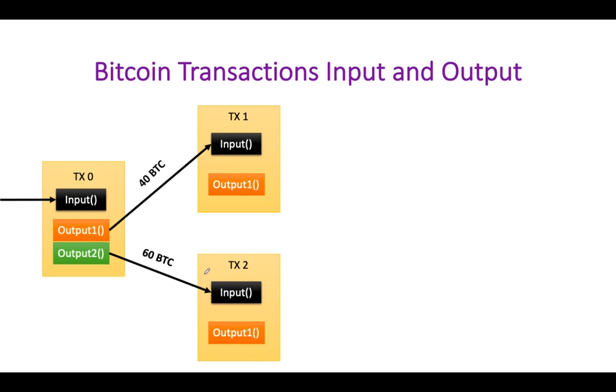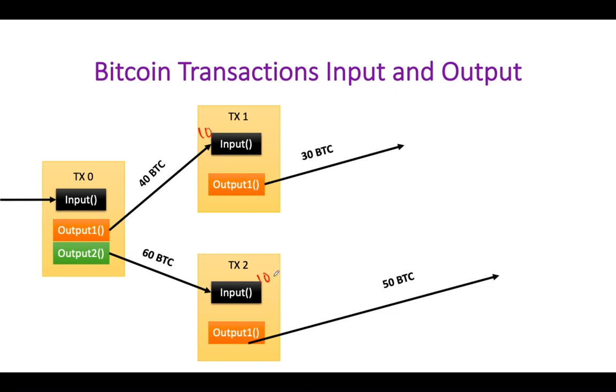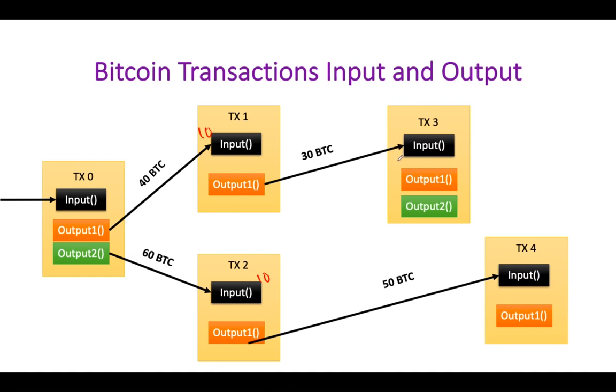Suppose 30 coins are available in transaction 1, and 50 coins are available in transaction 2. That means in transaction 1, 10 bitcoins are spent, and in transaction 2, 10 bitcoins are spent. So the remaining bitcoins in transaction 1 are 30, and the remaining bitcoins in transaction 2 are 50. Now they are ready to spend. So when you are ready to spend, another transaction will take place. In every spending, another transaction takes place.